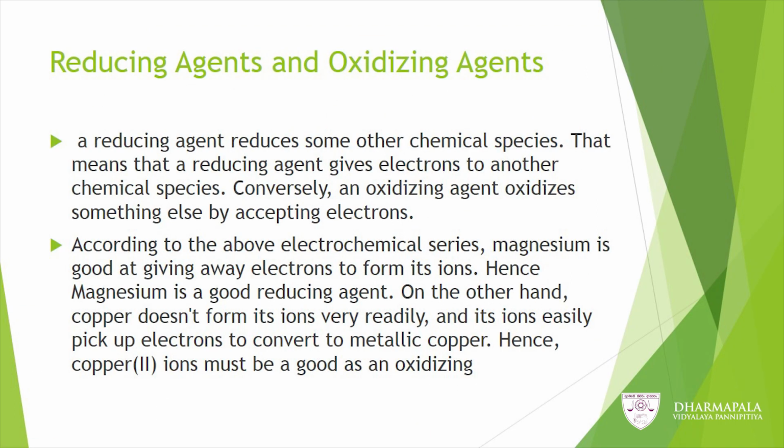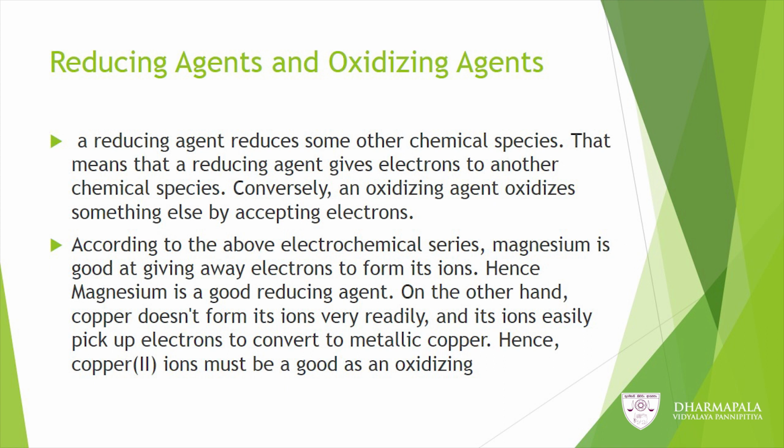Next, let us see what are reducing agents and oxidizing agents. A reducing agent reduces some other chemical species. That means that a reducing agent gives electrons to another chemical species. Conversely, an oxidizing agent oxidizes something else by accepting electrons. According to the above electrochemical series, magnesium is good at giving away electrons to form its ions. Hence, magnesium is a good reducing agent.